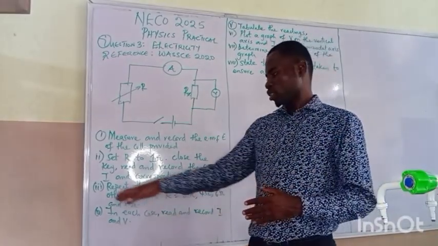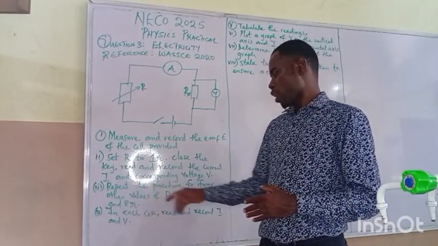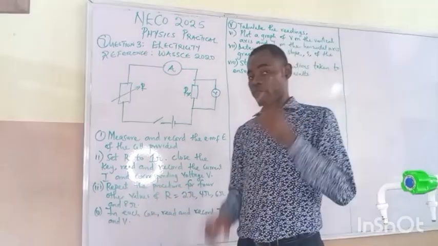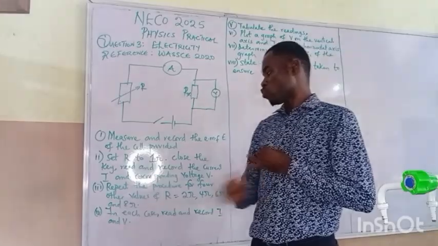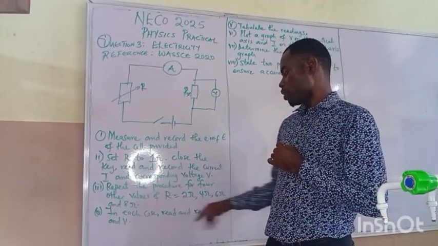And likewise, instruction 3 said I should repeat the procedure for 4 other values: R equals 2 ohms, 4 ohms, 6 ohms, and 8 ohms. That is, my first resistor to be measured will be 1 ohm, followed by 2 ohms, followed by 4 ohms, 6 ohms, and 8 ohms.